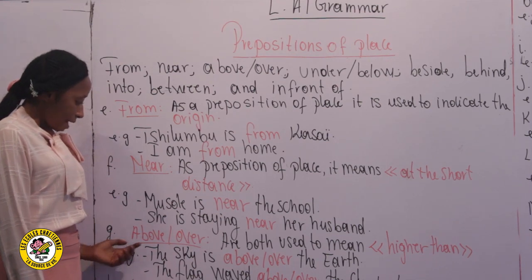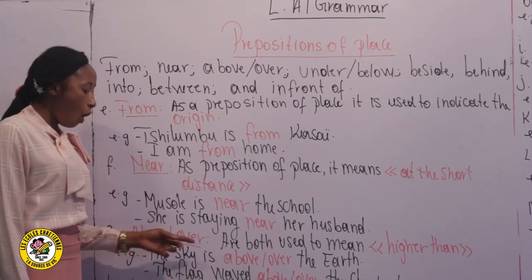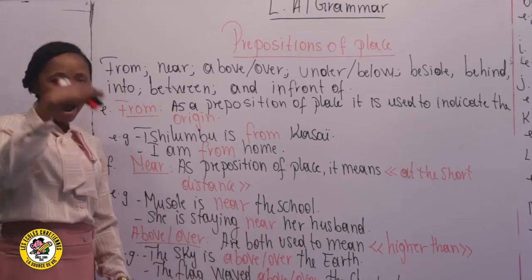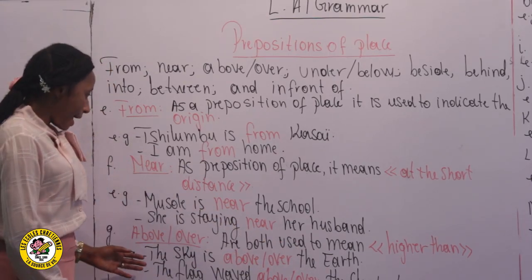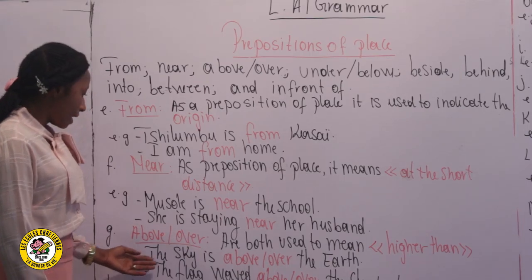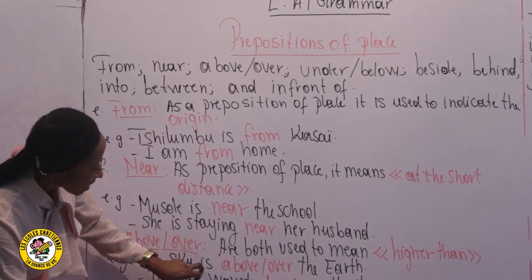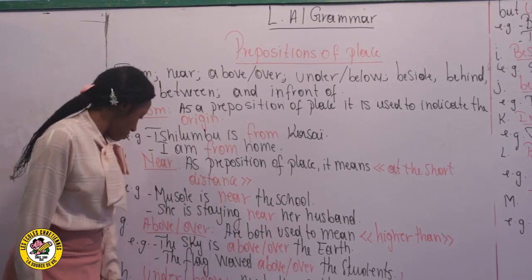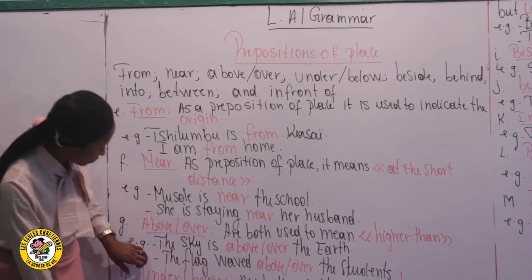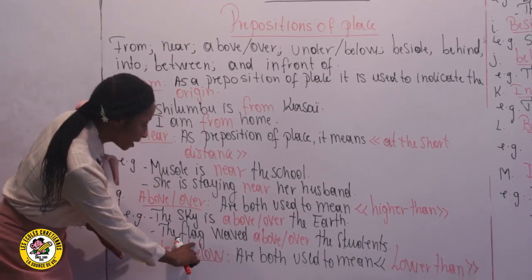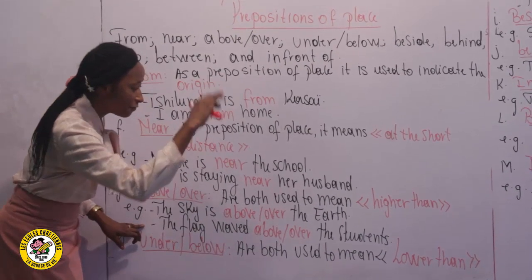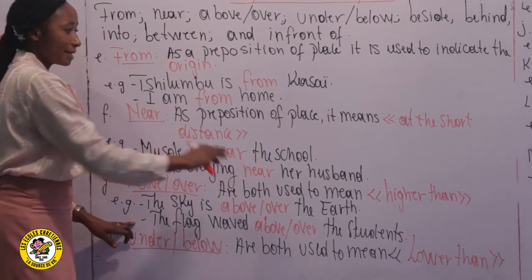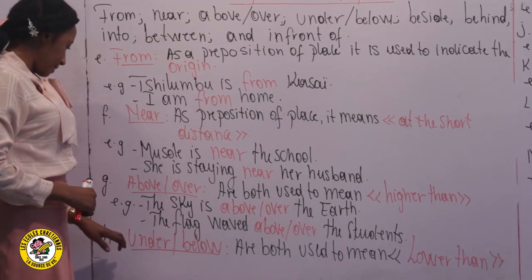Above or over. Both are used to mean higher than. Example, the sky is above or over the earth. Example number 2, the flag is above or over the students. It is showing the higher place.